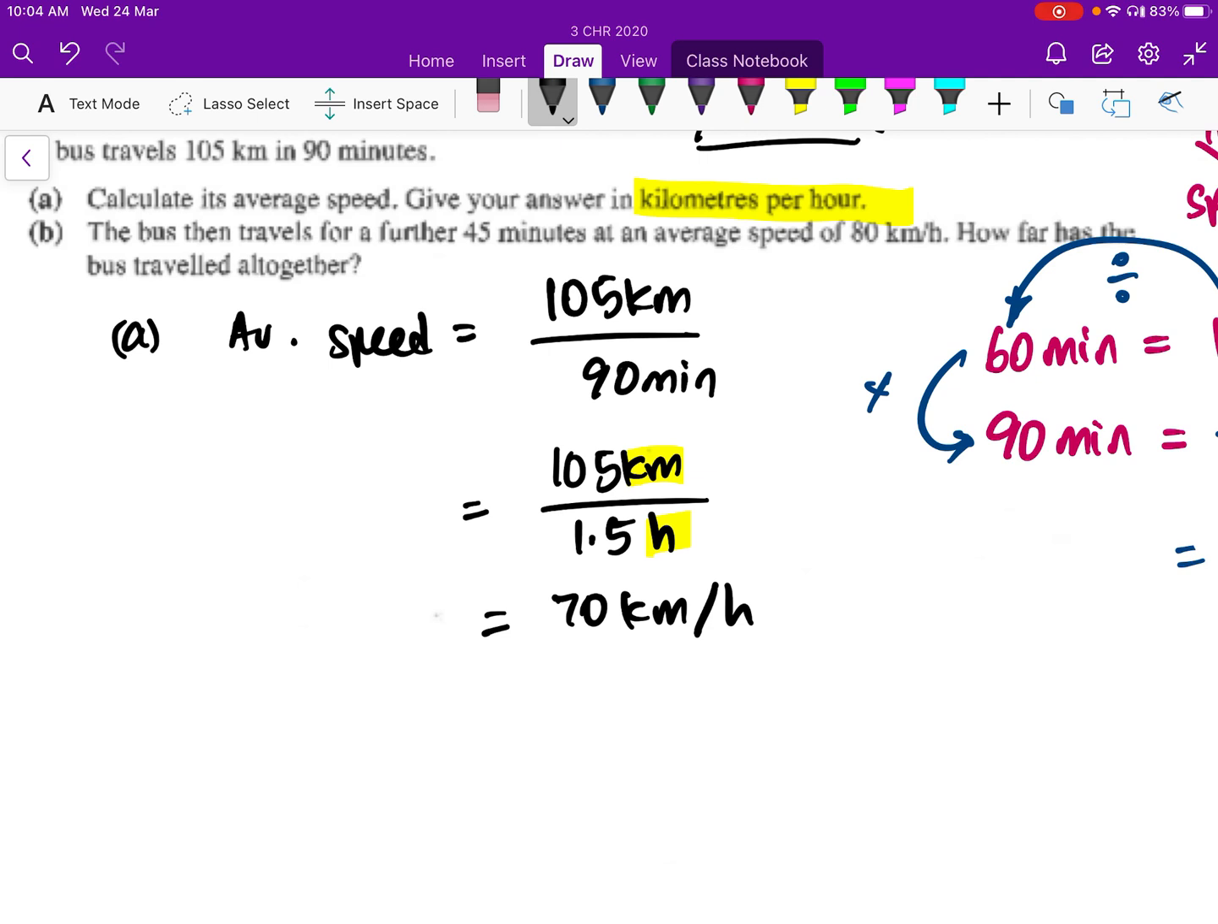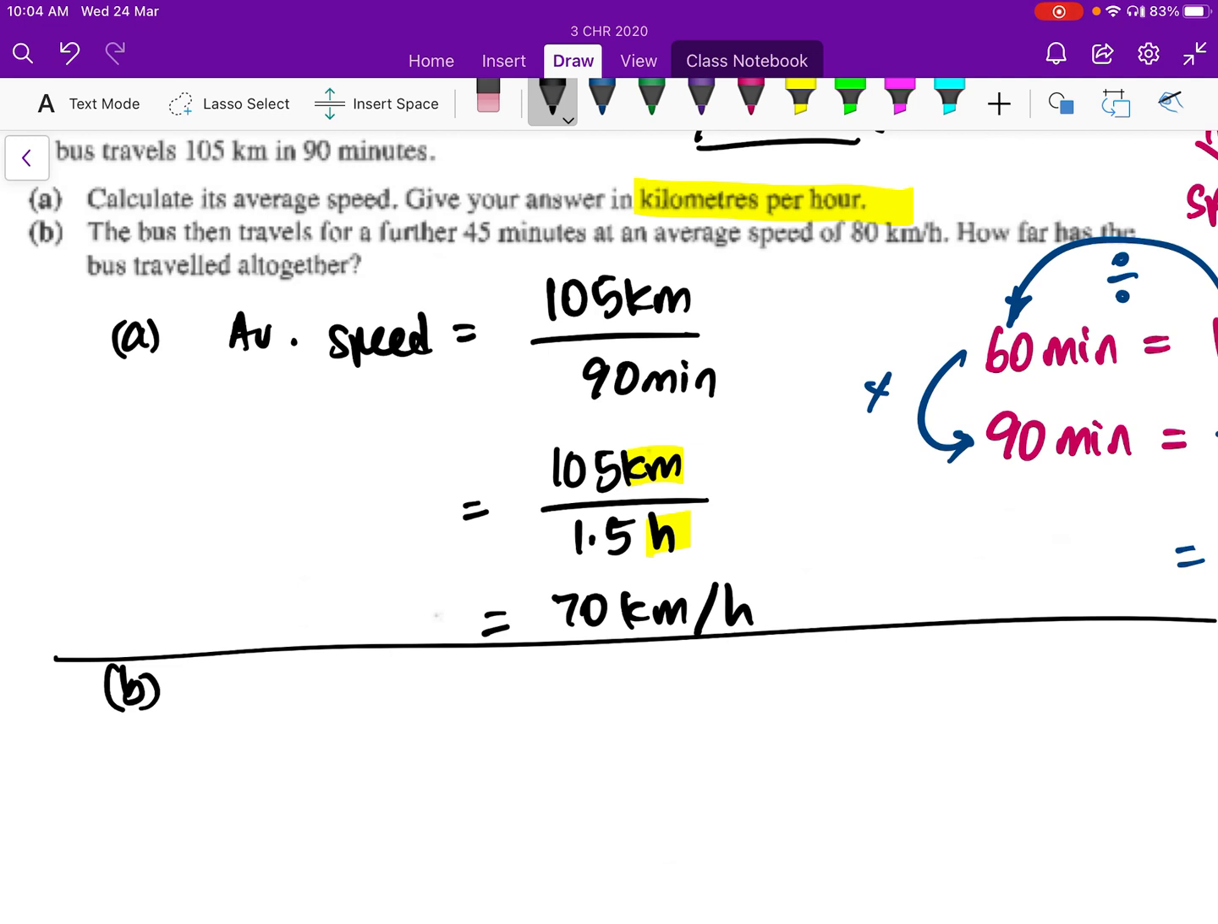And now in part B, the bus travels another 45 minutes at an average speed of 80 kilometers per hour. So this is like a totally different question already. You change the average speed, and the time is also different. How far has the bus traveled altogether?